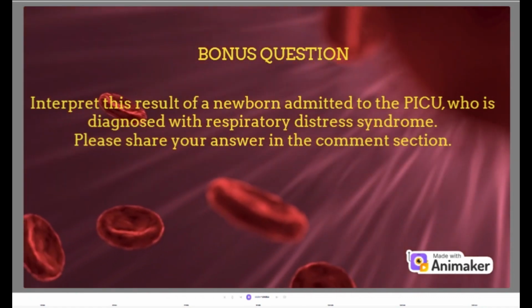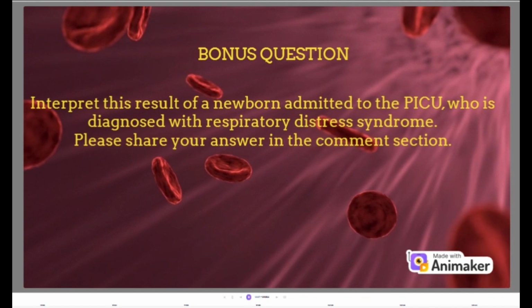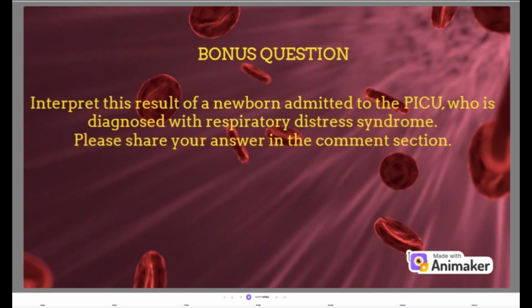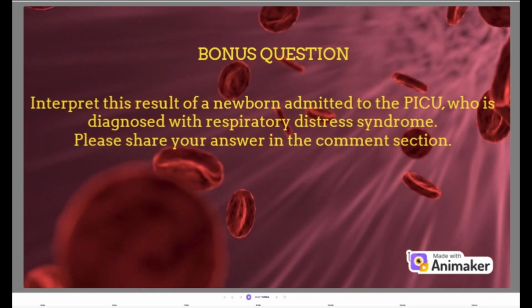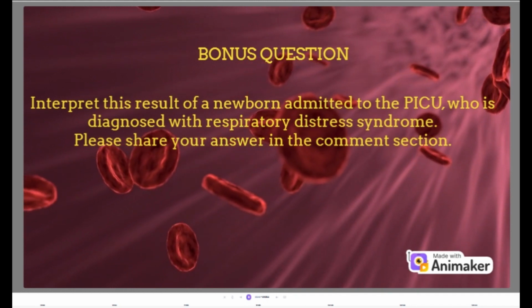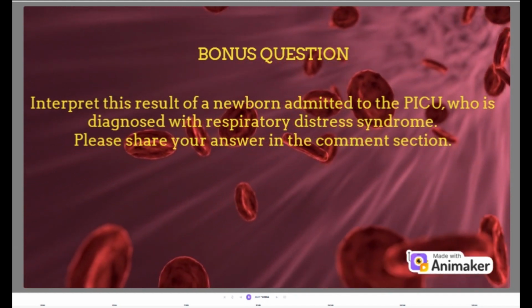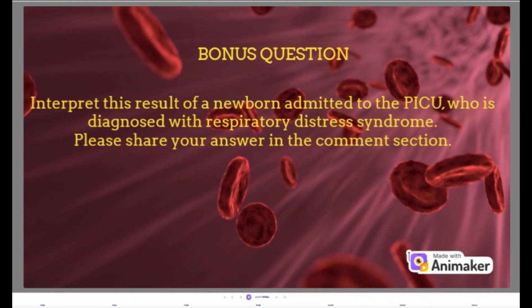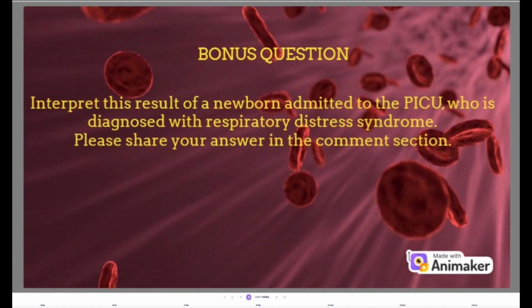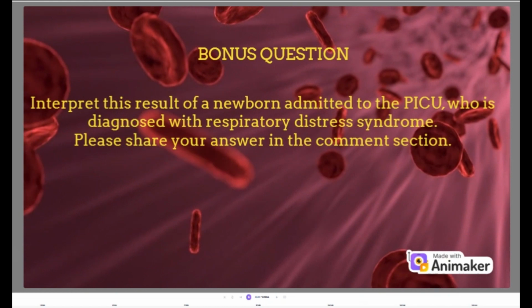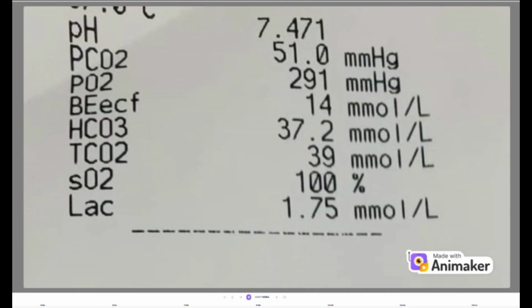Bonus question. Interpret this result of a newborn admitted to the PICU, who was diagnosed with respiratory distress syndrome. Please share your answer in the comments section. pH 7.47. PCO2 51 mm of mercury. PO2 291 mm of mercury. HCO3 37 millimoles per liter.